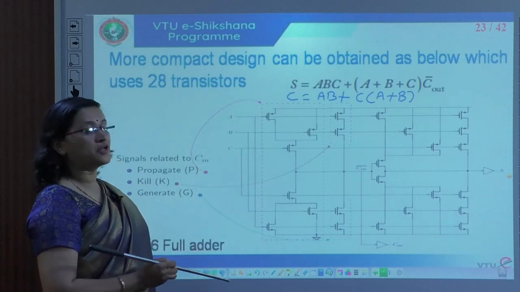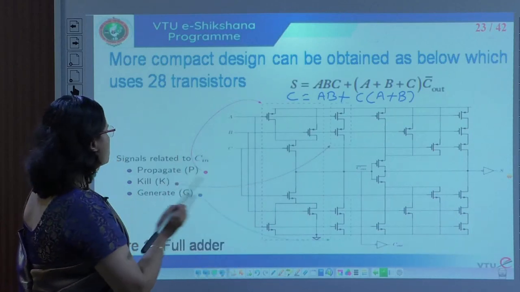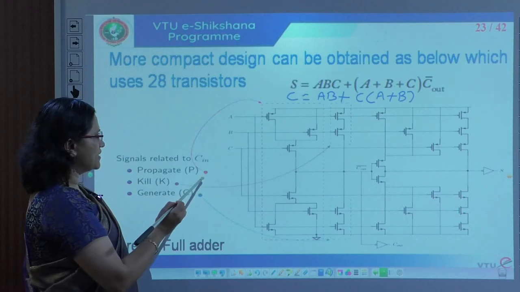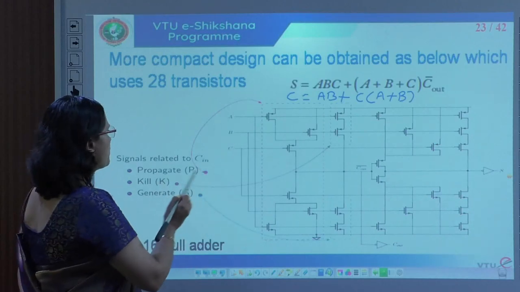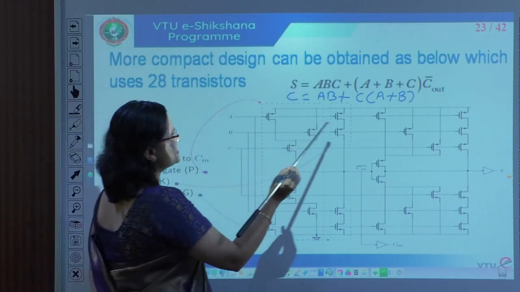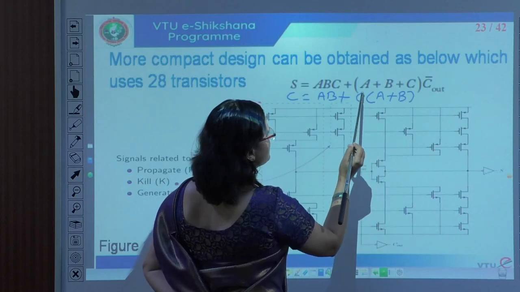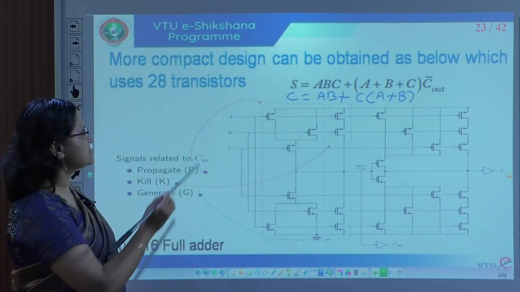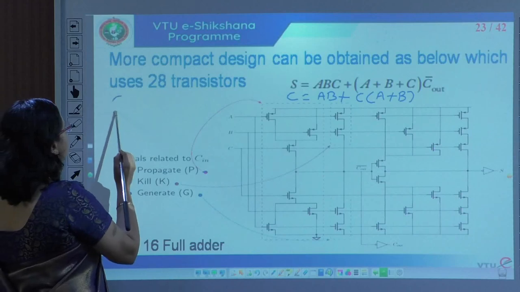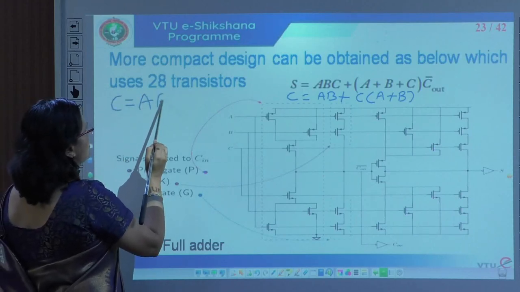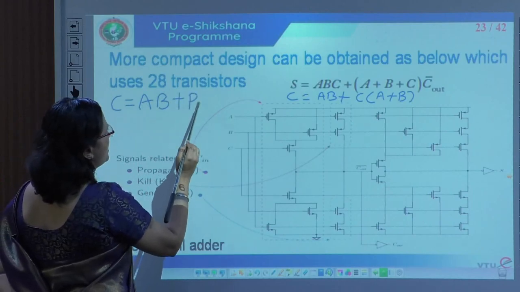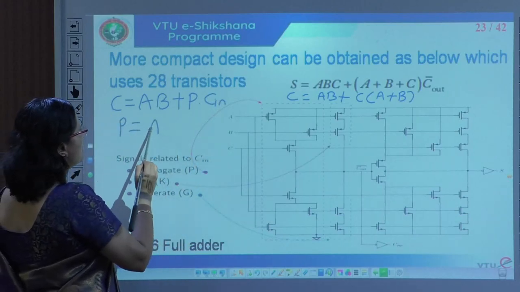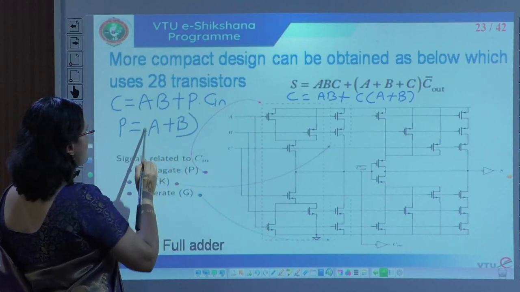Now, look at this circuit diagram. I have also mentioned the signals related to Cin. P is nothing but your propagate. So what is propagate here? That is nothing but C into (A plus B). A plus B is nothing but your propagate. See here, carry I can write as AB plus P into Cin. What is my P? My P is nothing but A plus B.